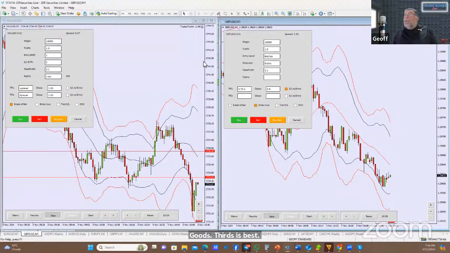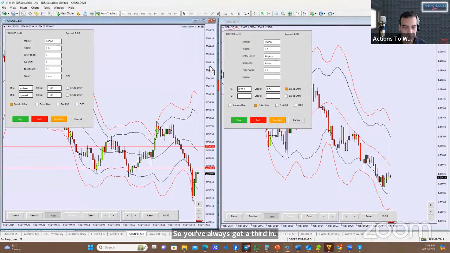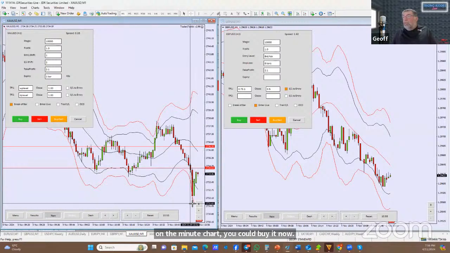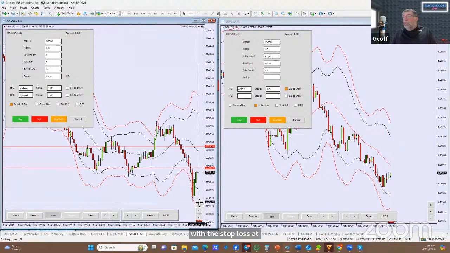There's another setup on dollar on the minute chart. You could buy it now with the stop loss at, you still got my chart? Yep. 27.31 whatever. First take profit on that.